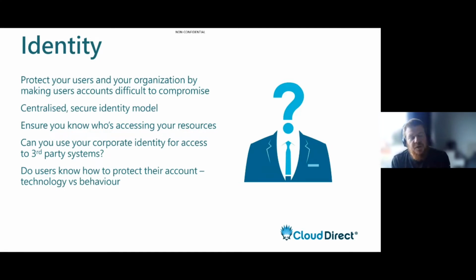We want to make sure that these people's accounts are difficult to compromise. We want to be putting steps in place so that no matter where people are, no matter where they're working from, as long as they've got a connection, they can get their work done. But at the same time, we're not allowing just anybody to make use of those connections, so that we can make sure that the person that is coming in and doing the work is not presenting a risk to our organization. We try and do that with a centralized secure identity model.